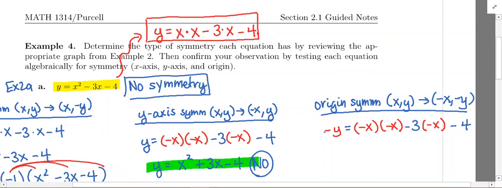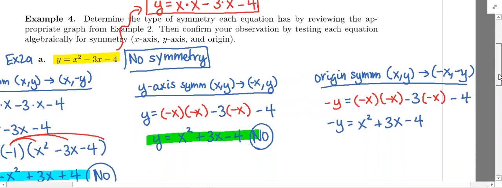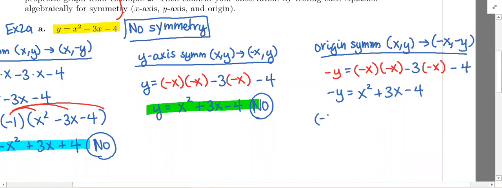Let's clean it up. We're going to get negative y is equal to negative times negative. That's going to be positive. X times x is x squared. And then negative times negative is positive, so plus 3x. And then minus 4. Again, we will be comparing this to the original equation in yellow. So we need to compare apples to apples. So we need to have y equals instead of negative y equals. So we are going to multiply both sides by negative 1.